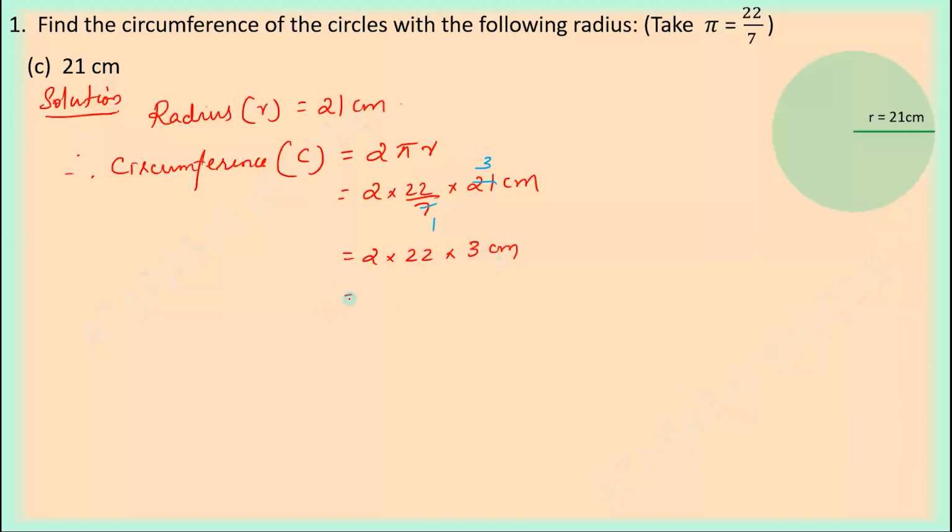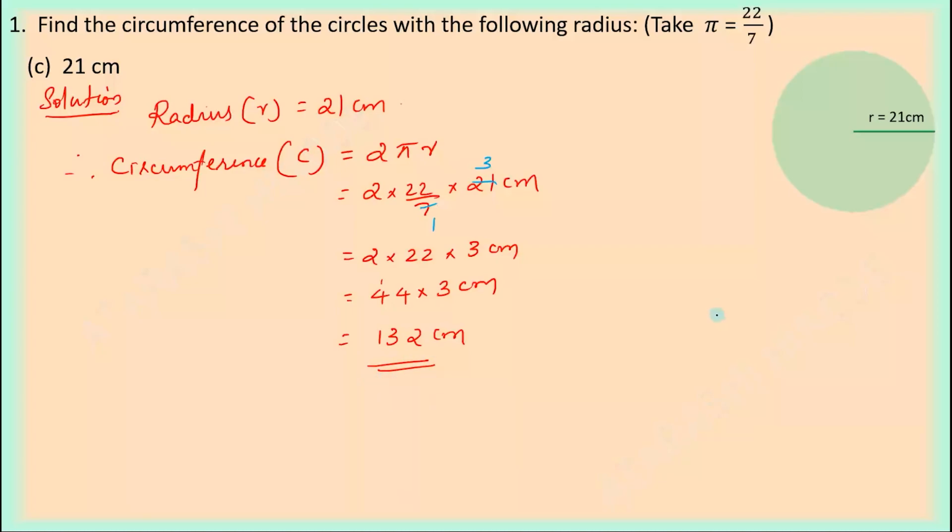centimeter. That is equal to 2 into 22, that is 44 into 3 centimeter is equal to, 3 fours are 12. Again 3 fours are 12. 12 plus 1, 13. So here the circumference of this circle is 132 centimeter.